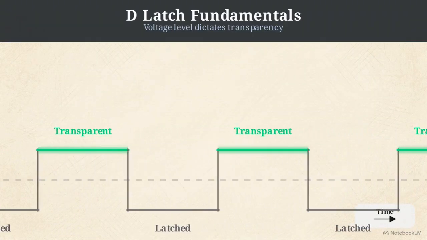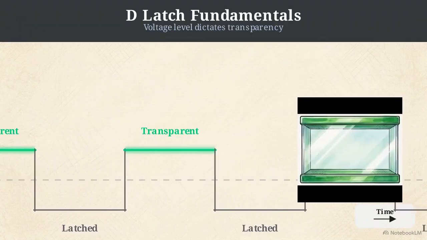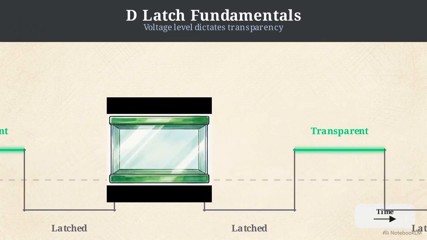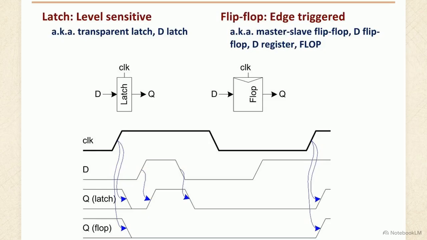A latch is described as a level-sensitive and transparent high device. It operates strictly based on the current voltage level of the clock signal. This diagram details how that sensitivity behaves. When the clock is high, the barrier is open. Any change to input D flows directly to output Q. When the clock drops low, the latch locks the output state. Even as D fluctuates wildly, Q remains static.